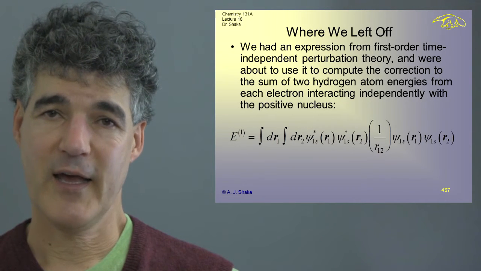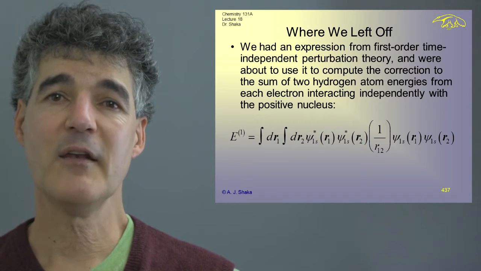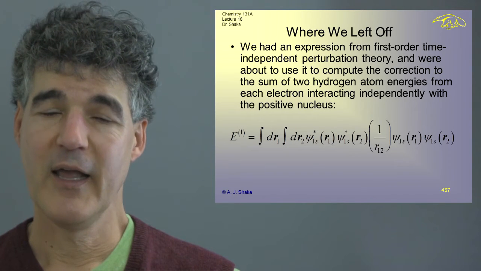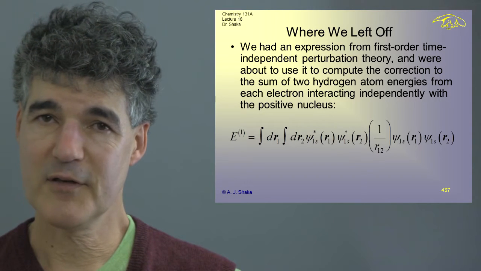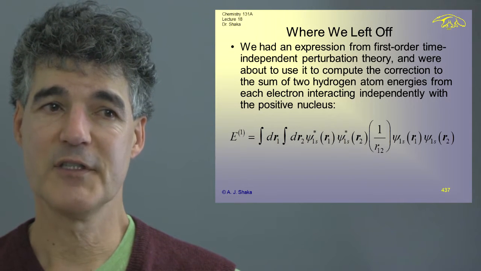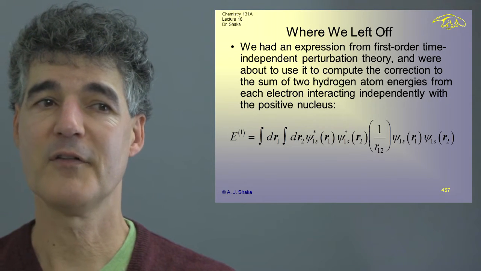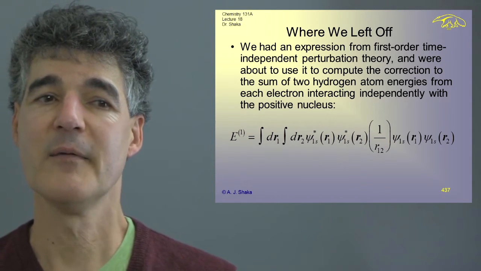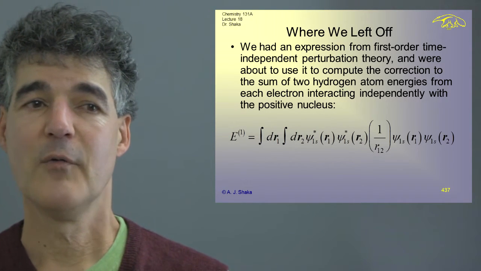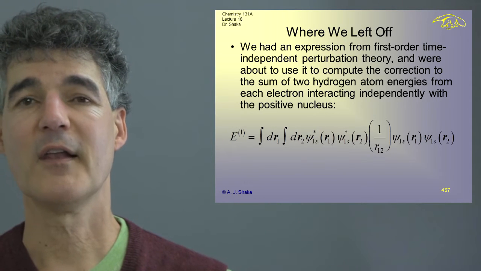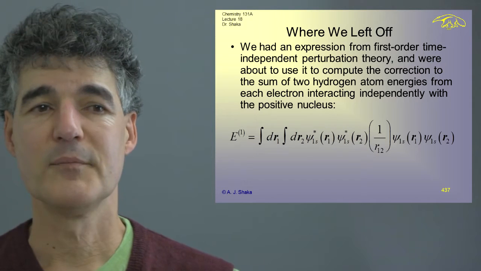Recall, here's what we had. We had an expression from first order time-independent perturbation theory, and we were going to use it to compute the correction to the sum of the two hydrogen atom energies from each electron interacting independently with the positive nucleus. And so what we had is this sandwiched integral with psi star on the left, and then 1 over r12, and then psi on the right.